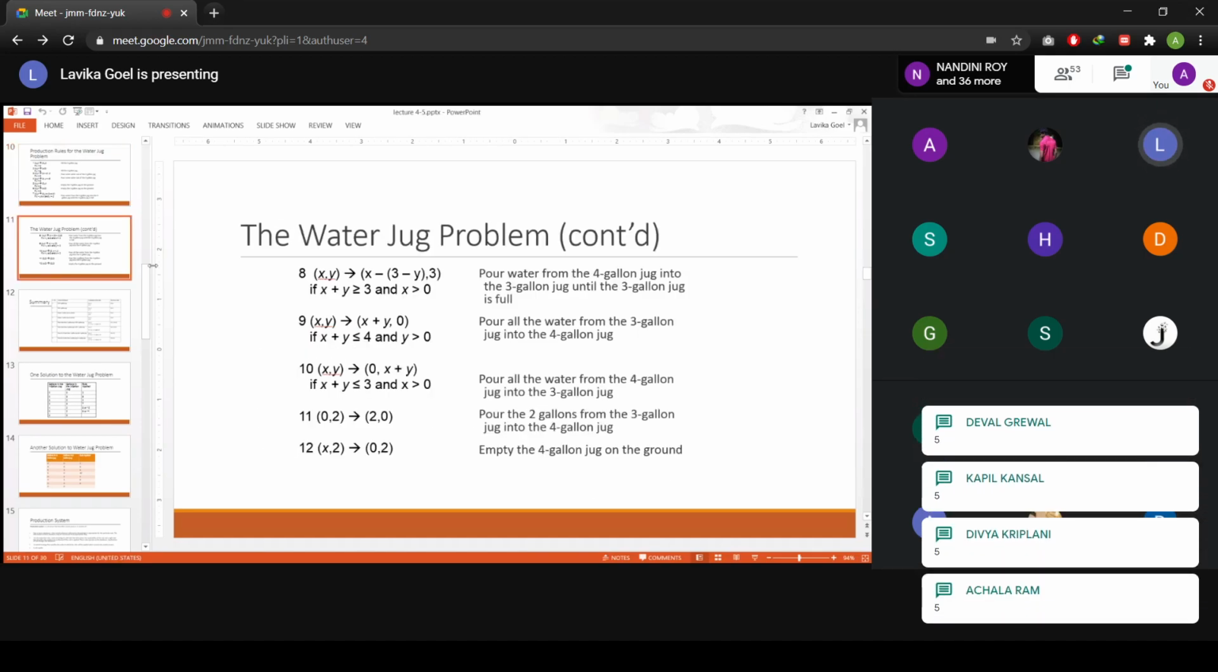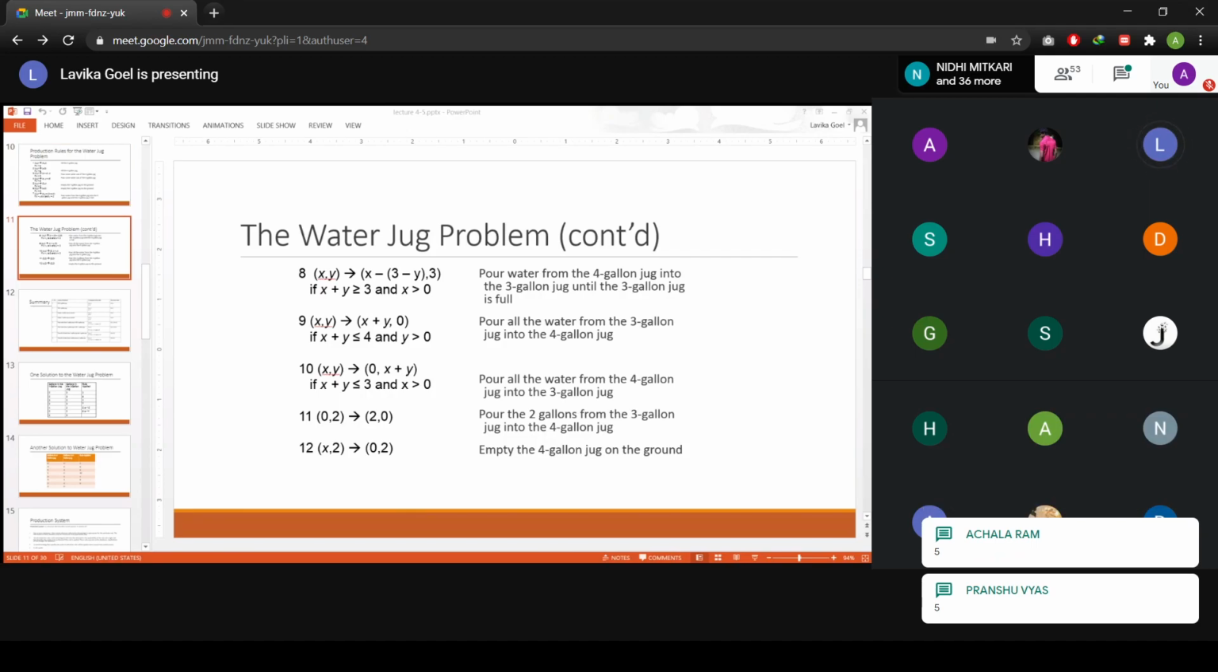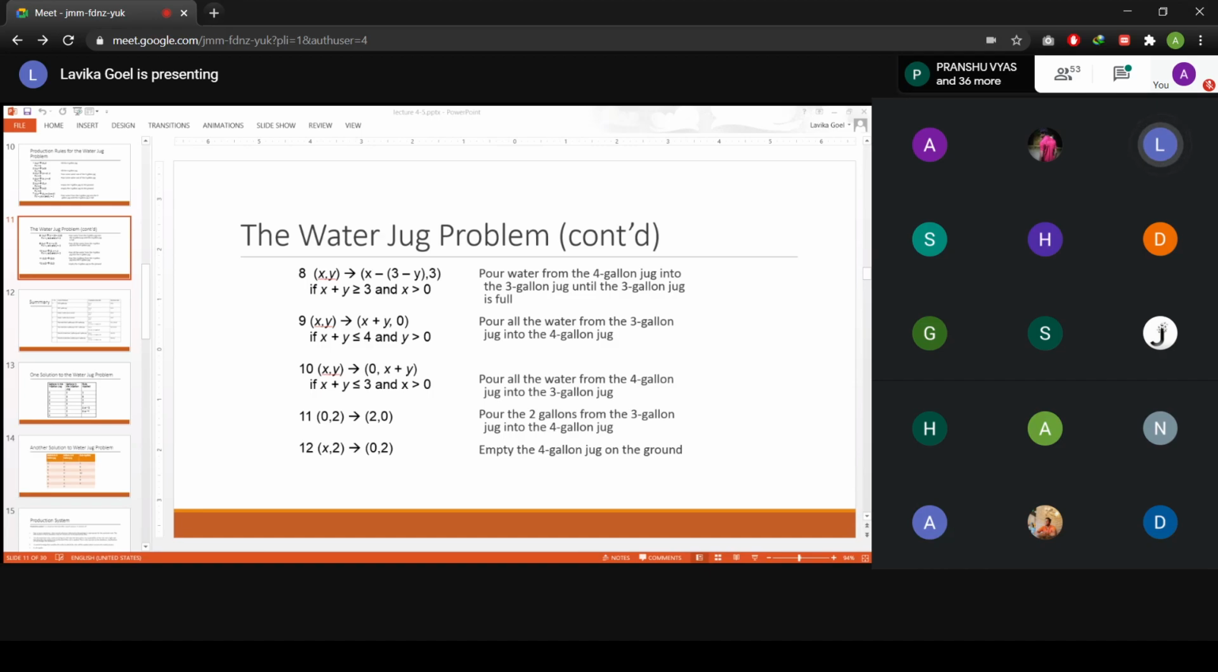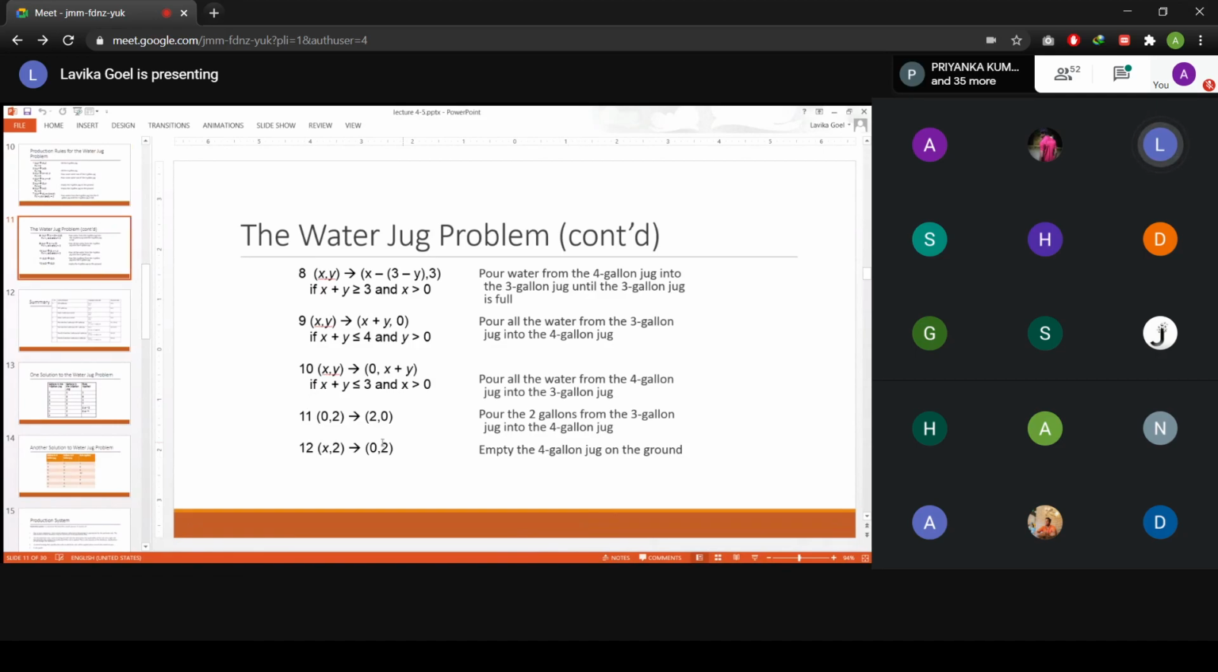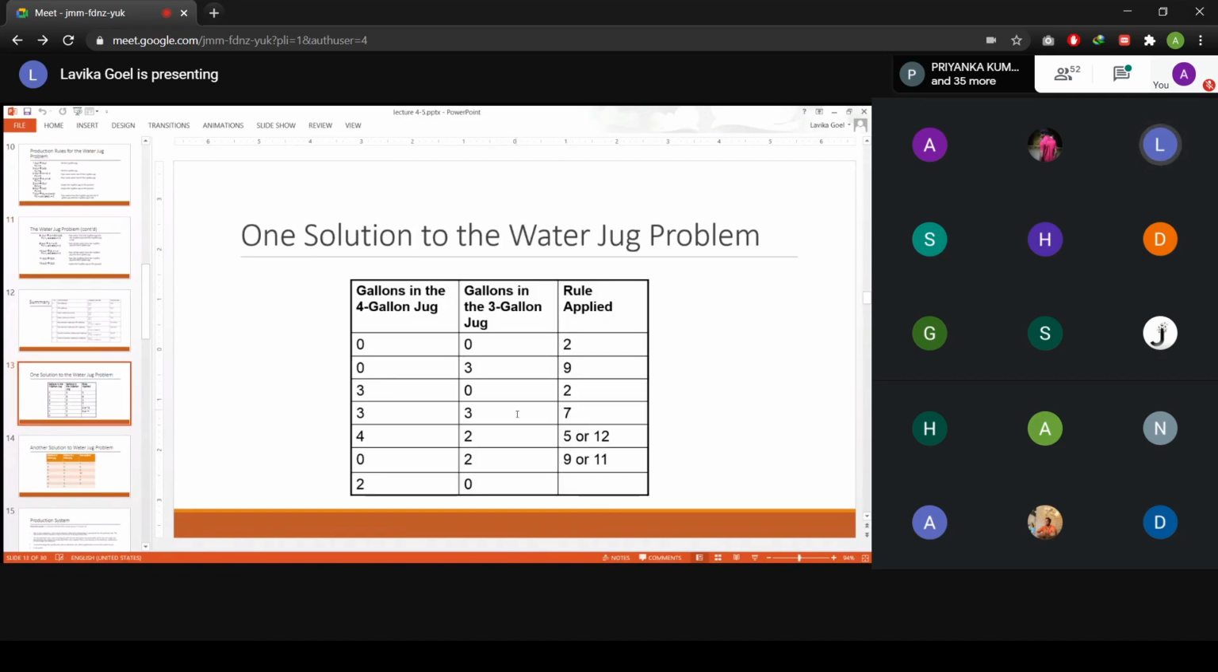So if you see here, there is another rule which is also doing the same thing. Which one? 12. Empty the 4-gallon jug on the ground, right? So basically, even if you apply the 5th one or the 12th one, the result would be the same. So 5th rule says empty the 4-gallon jug on the ground, and the 12th rule says empty the 4-gallon jug on the ground. So 5th or 12th, any rule you can apply to get the state 0, 2, right?